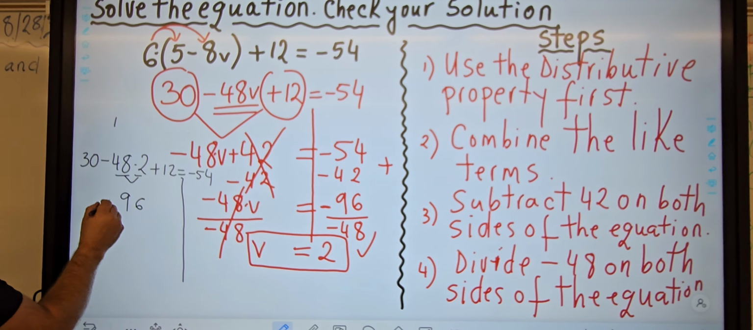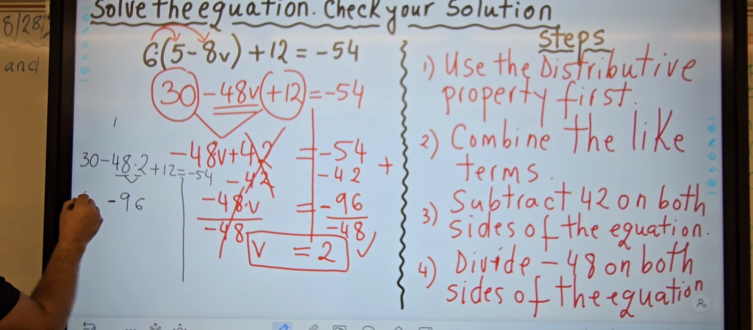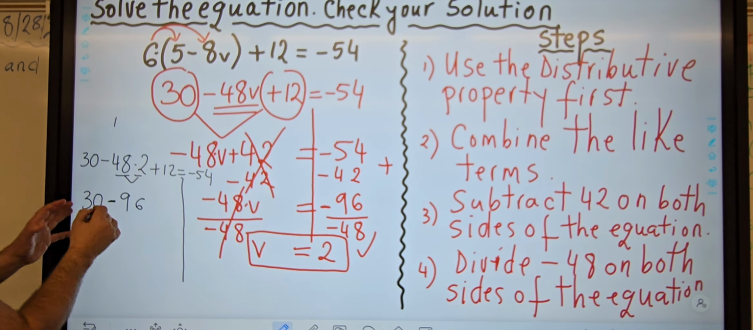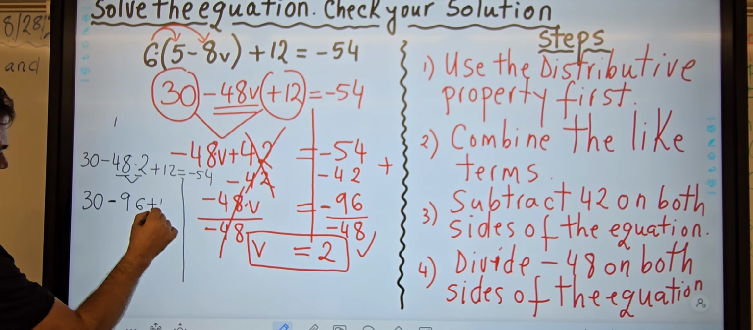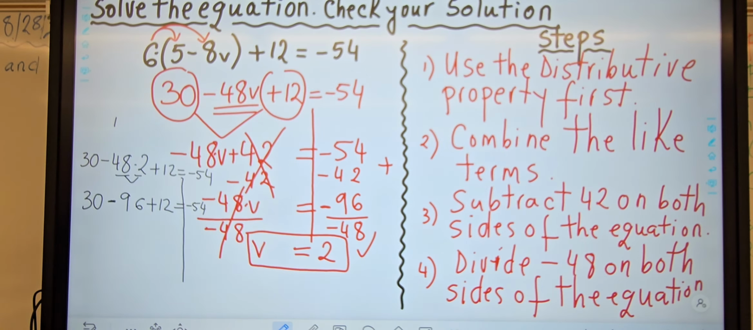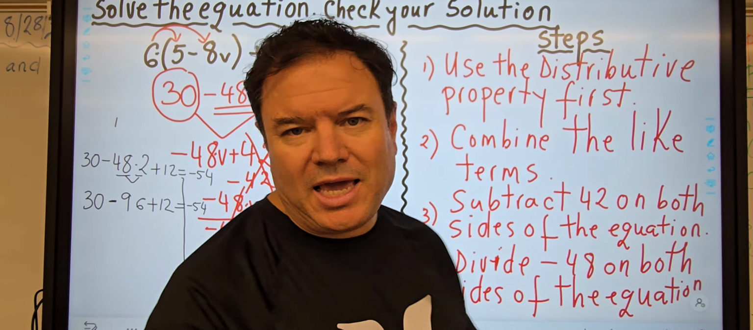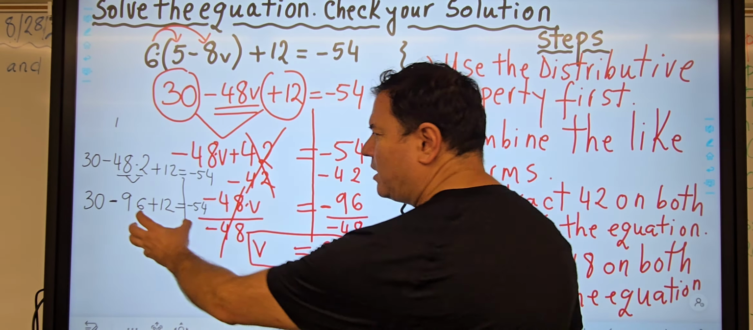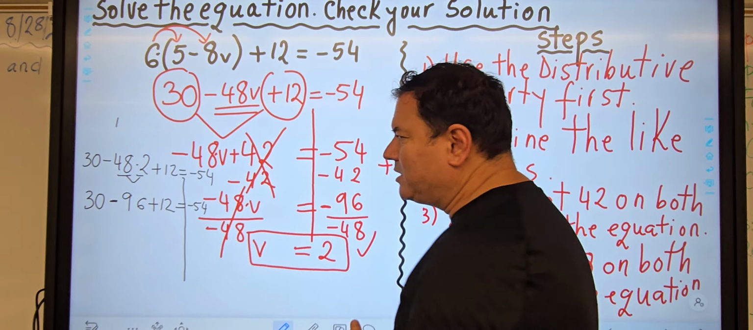So, negative 96, right? And we still have the 30. 30 minus 96 plus 12 should equal negative 54. Let's find out if that is the case. And of course, we are going from left to right.